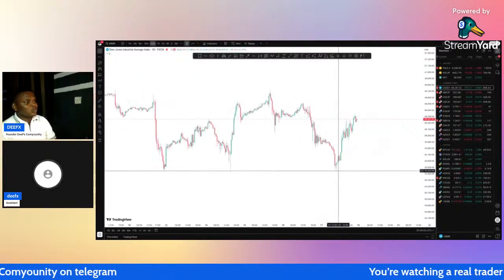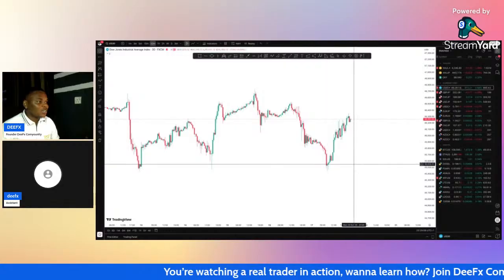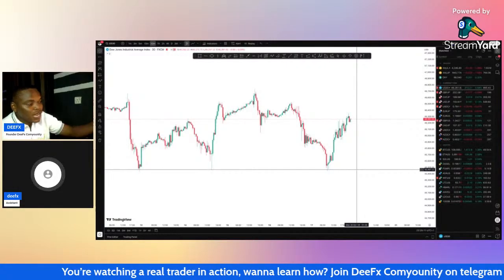If you're my student, you know that this particular support level here actually serves as well as an opportunity for you to enter under the liquidation zone.